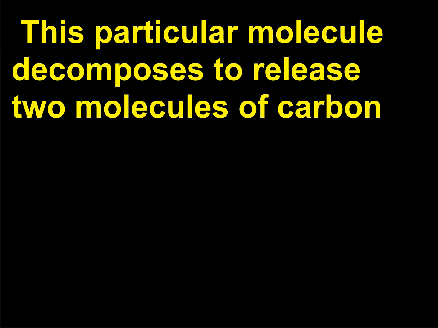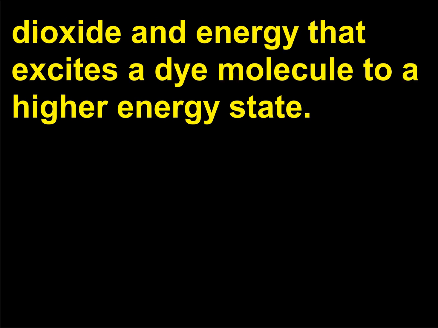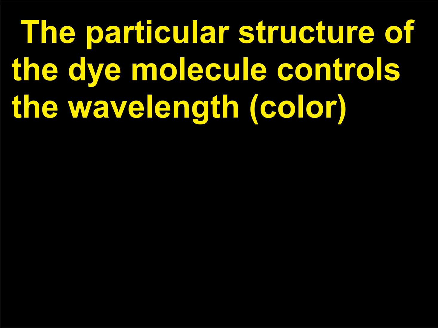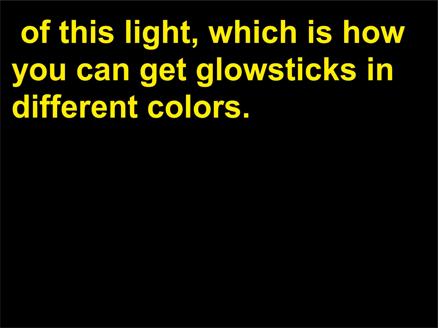This particular molecule decomposes to release two molecules of carbon dioxide and energy that excites a dye molecule to a higher energy state. To get back to its stable state, the dye releases a photon of light, making your glow stick glow. The particular structure of the dye molecule controls the wavelength, color of this light, which is how you can get glow sticks in different colors.